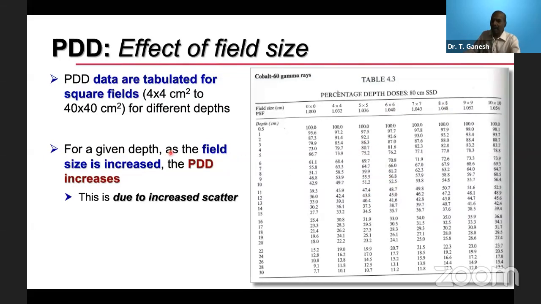And for a given depth, as the field size is increased, you see here, at 10 centimeter depth, as the field size is increased from 4 by 4 to 5 by 5, the PDD increases. So as the field size is increased, the percentage depth dose increases, and this is due to the increased scatter.